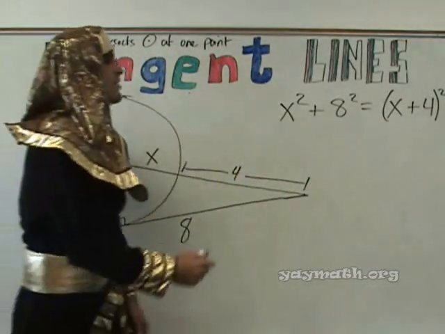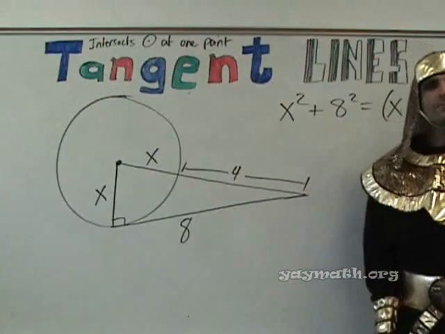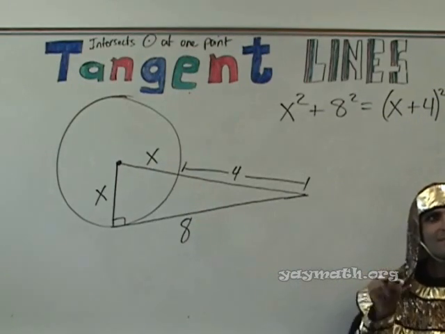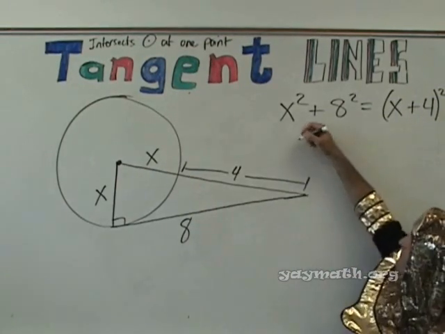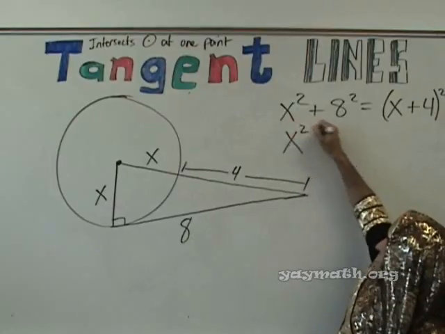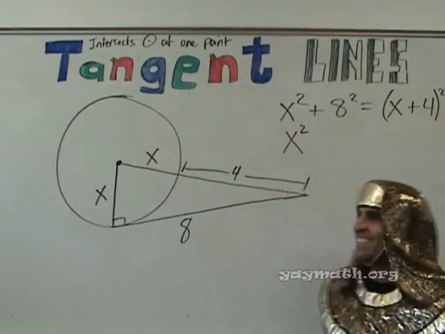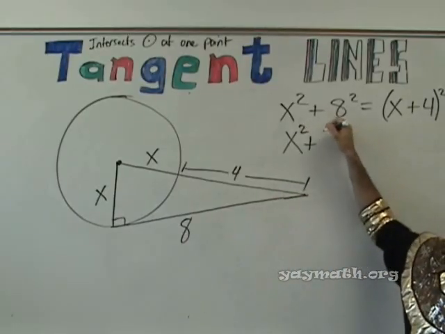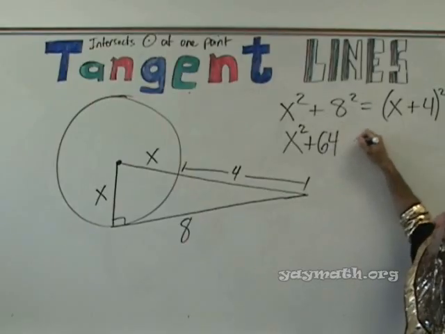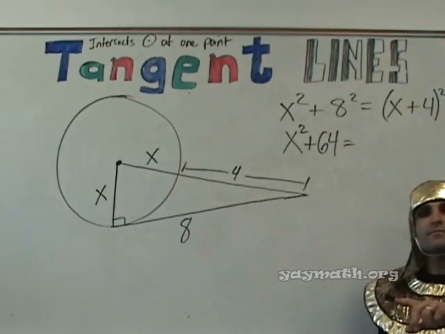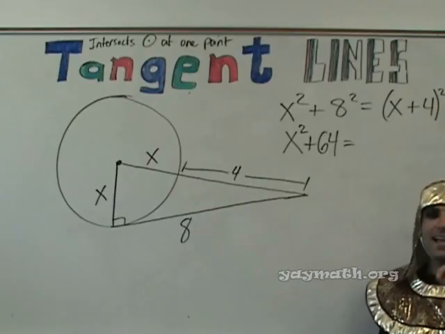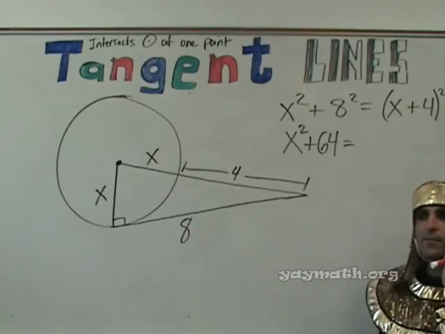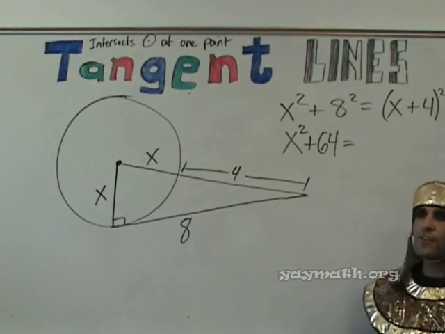Okay, so begin. X squared plus, what's 8 squared? 64. What is x plus 4 squared? X squared plus 16. Common mistake also. It's not x squared plus 16. I'm glad you said it.